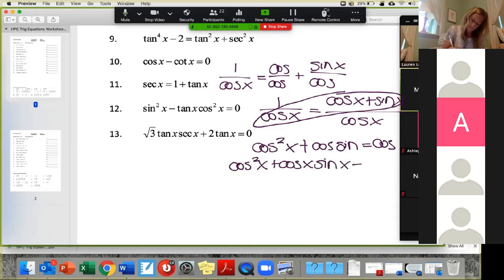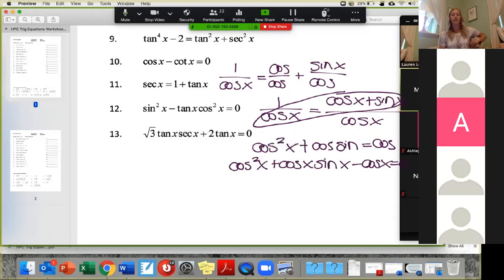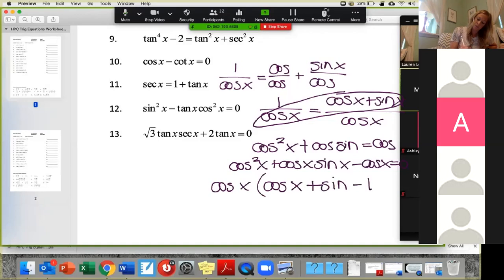This is not real pretty. Let's see. What could I do from here? I could take out a cosine here, but that doesn't help me any more than it did. Some of these you do get to a place where you kind of just have to mess with it to make it work and think about something logically. Like in this case, I could factor out a cosine, which would give me cosine plus sine minus 1.